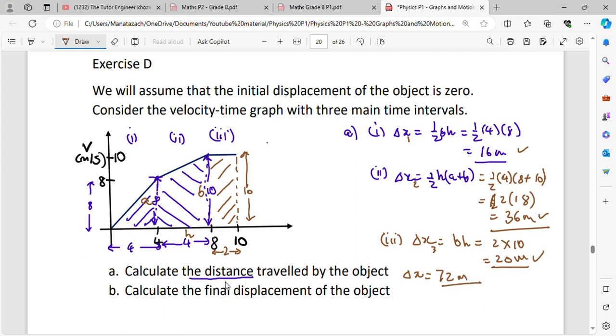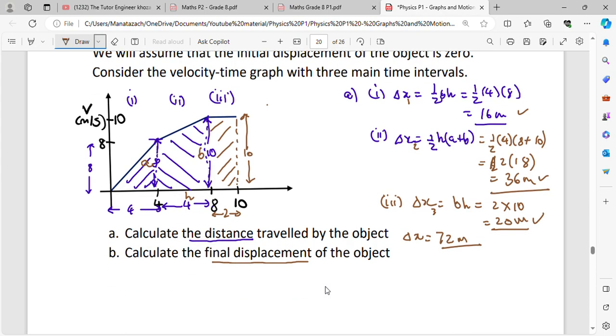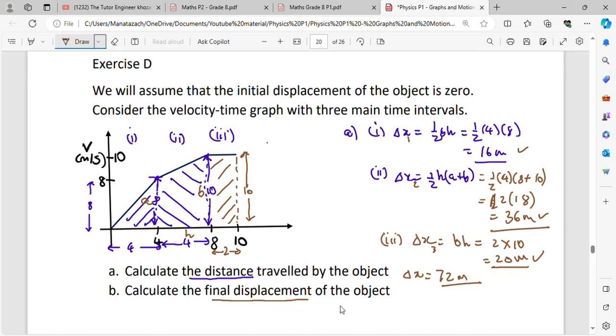Now let's go to question B. Calculate the final displacement of the object. So remember, the displacement is a vector quantity. So the displacement, we're going to say for question B, change in x for displacement is going to be the same as the distance, but with a direction. So we'll have 16 plus 36 plus 20, which will give you 72 meters. Then we'll give it a direction in the positive direction since it's a vector quantity.